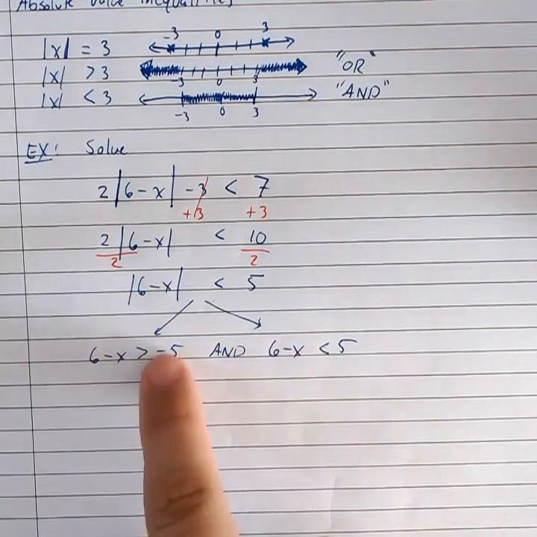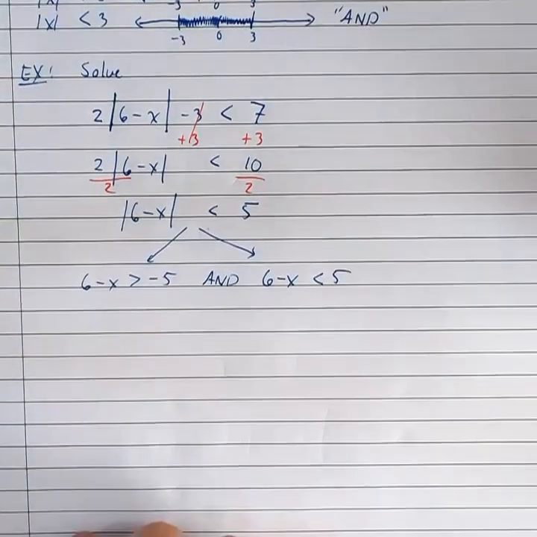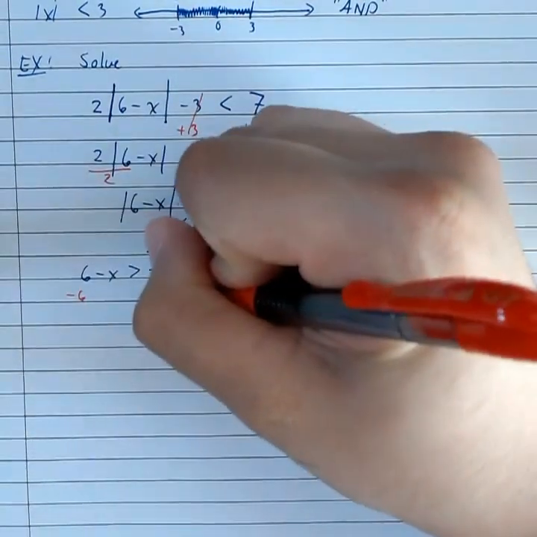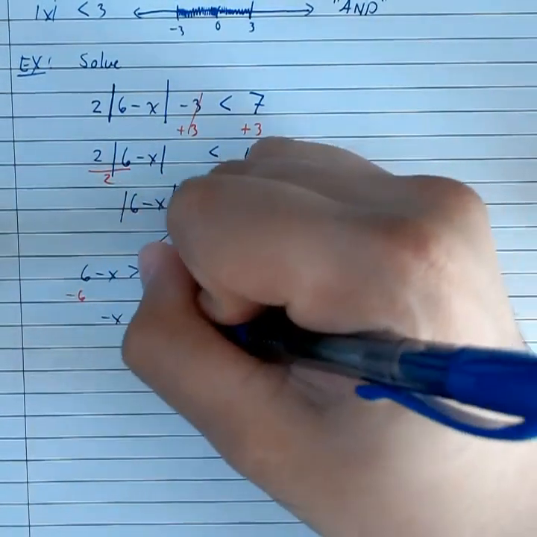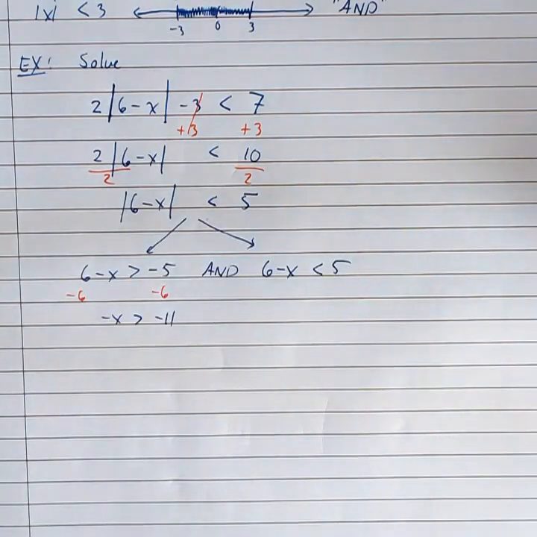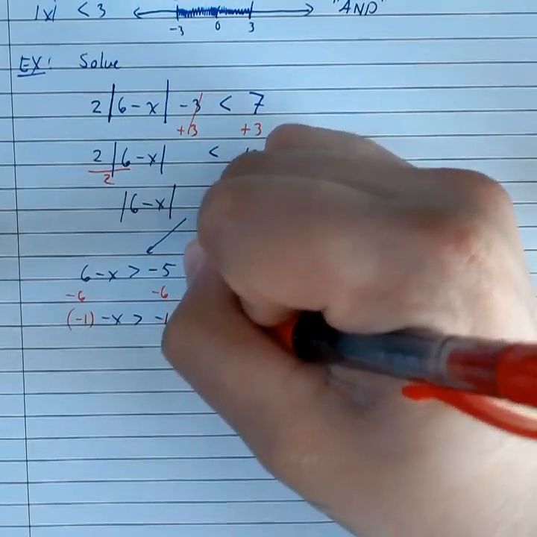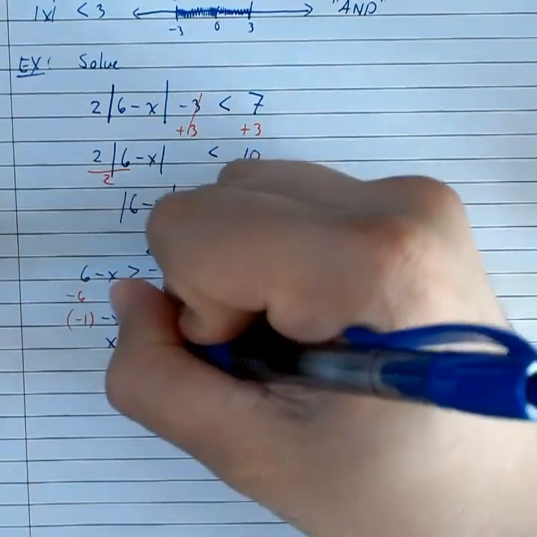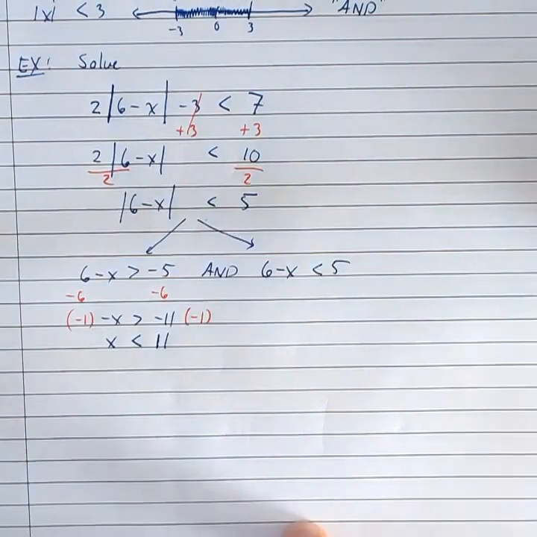So now we can solve each of these inequalities on their own and then stick them together by finding where they overlap. Let me go ahead and get rid of that 6. That's going to give me minus x is greater than minus 11. And then let me multiply both sides by a negative 1 to get that negative x to become a positive. Since I'm multiplying by a negative, that's going to change my inequality. And now I have x is less than 11.